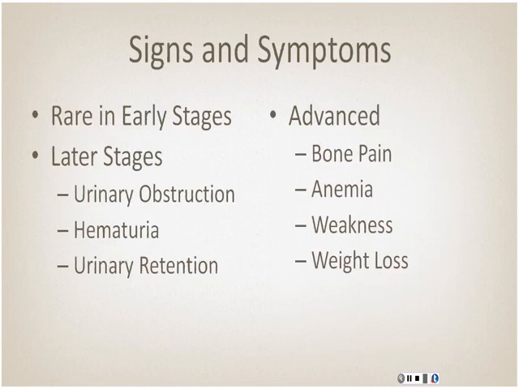There are few early signs and symptoms, but later there can be urinary obstruction, hematuria, or urinary retention. And then in the advanced stages, you'll see things like bone pain, anemia, weakness, weight loss, and fatigue, and these are all related to metastasis and where it has actually traveled to. Complications that you'll see are difficulty with urinating, bladder or kidney infections, and also some erectile dysfunction.